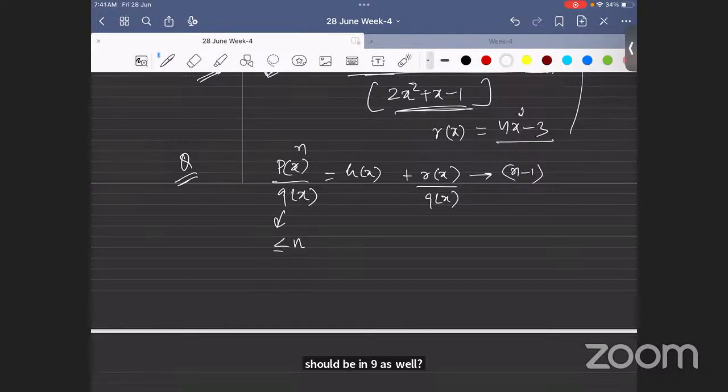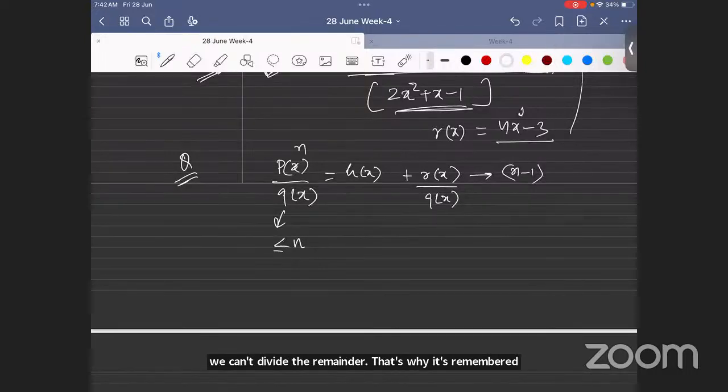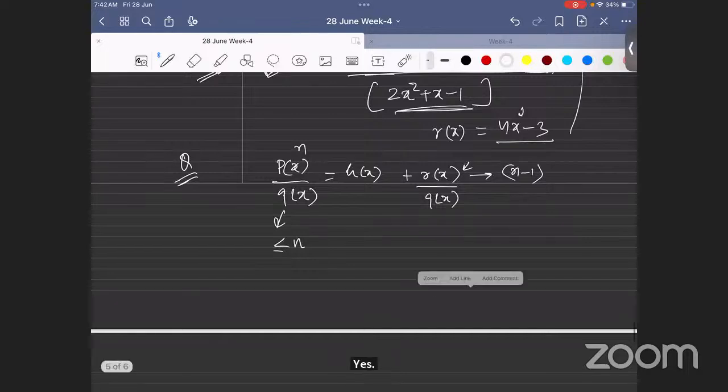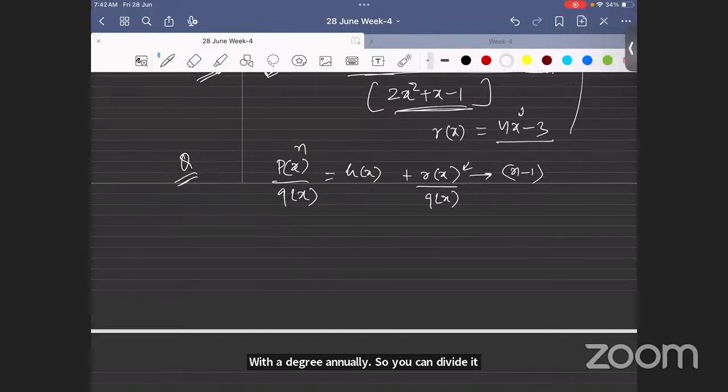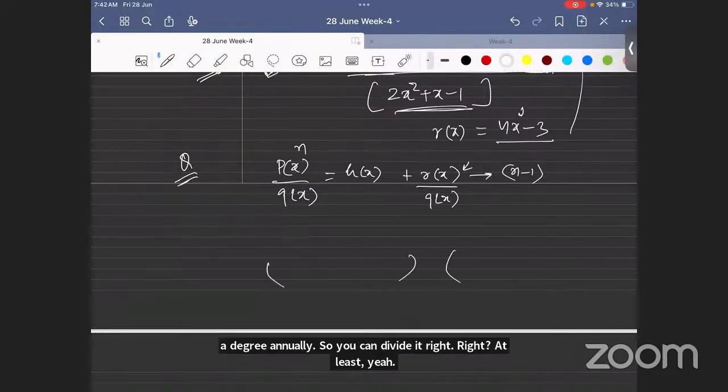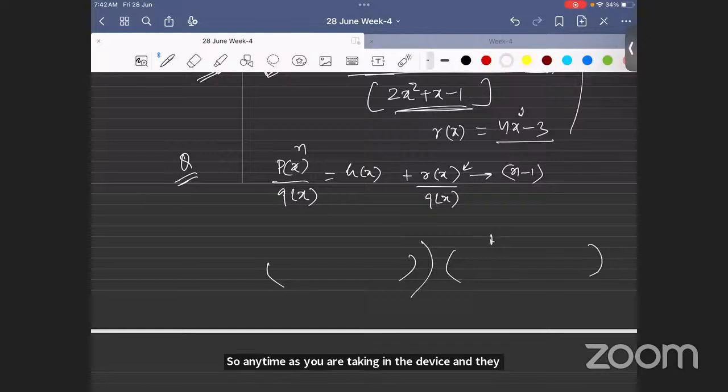Because we can't divide the remainder. That's why it's the remainder. Correct. It should be at least 1 less than that, right? Because if you put Rx with degree n, then it could still be divided by a divisor with degree n only, so you can divide it further, right? So any terms as you are taking in the divisor and dividend, here it is the dividend and this is the divisor.